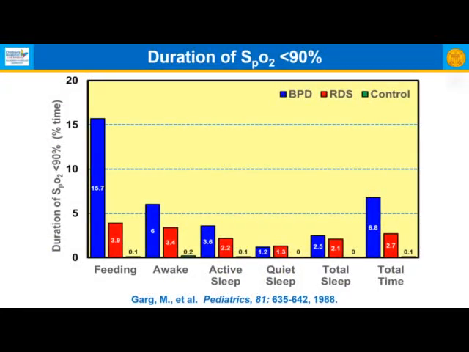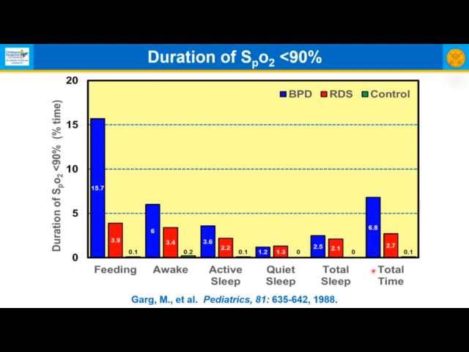This shows the duration of oxygen saturation less than 90% as percent of sleep time. So the BPD babies spent 16% of their time during feeding hypoxic. RDS, only about 4%, controls, of course, none. During wakefulness, about 6%. So a normal blood gas, I'm going to suggest to you, does not give you confidence that somebody is normoxic all the time. About 4% during active sleep, 1% in quiet sleep, 2.5% in total sleep, and 7% in total time.